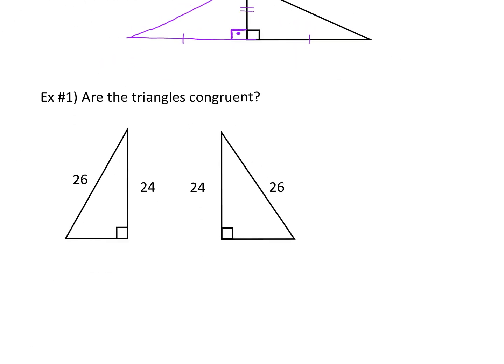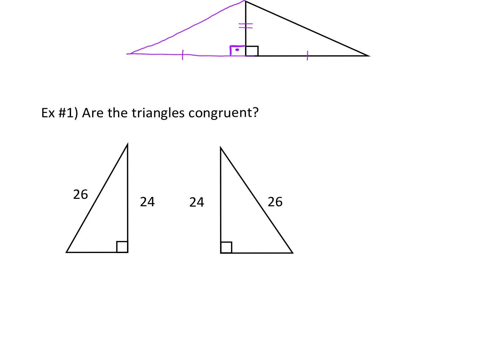What I want to know is, are these two triangles congruent? Yes. Why? Because the hypotenuse and one of the legs is congruent, and also they're both right. So we know our hypotenuses are congruent. They're both 26, okay? We know our legs are congruent because they're both 24, and we know it's a right triangle because it has a right angle in it. So if you have that HL set up, those three things, you can say, are the triangles congruent? Yes, they are by HL.